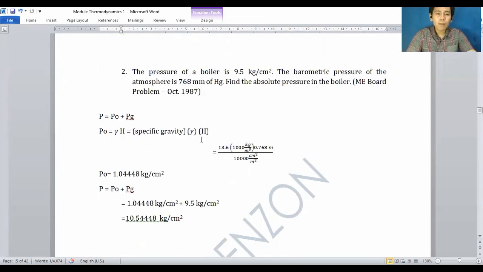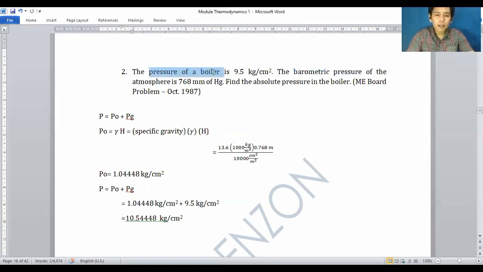Okay, let's go to problem number 2. Problem number 2, the pressure of a boiler is 9.5 kilogram per cm squared. The barometric pressure of the atmosphere is 768 mm of Hg. Find the absolute pressure in the boiler. Now, it is very easy for us to solve the absolute pressure since there is a given barometric pressure and gauge pressure.